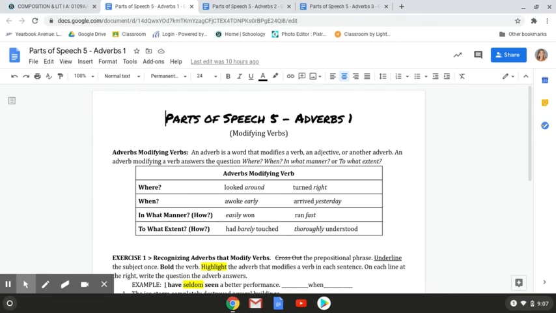All right, so you should have the Adverbs 1 worksheet open. You should have the Adverbs notes done and submitted. So open up that Adverbs 1 worksheet. We are strictly looking at adverbs modifying verbs on this worksheet.